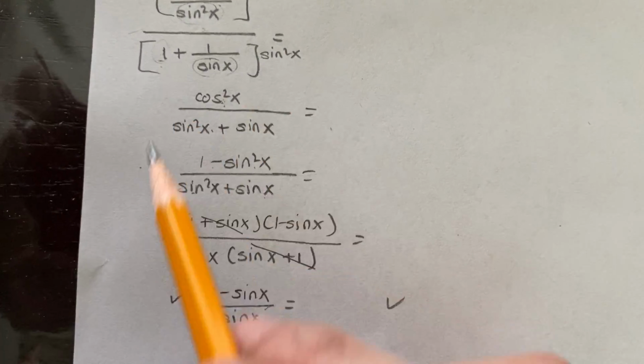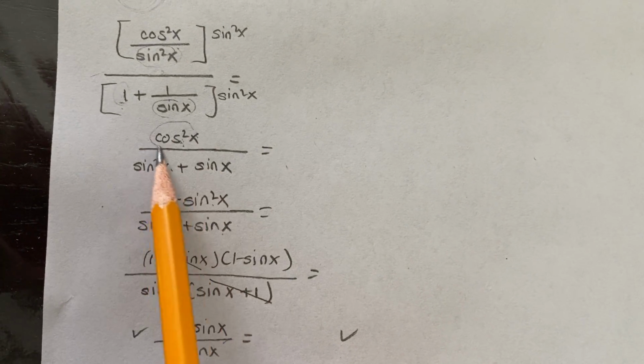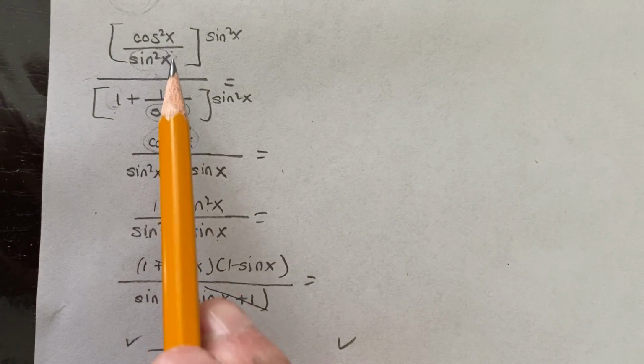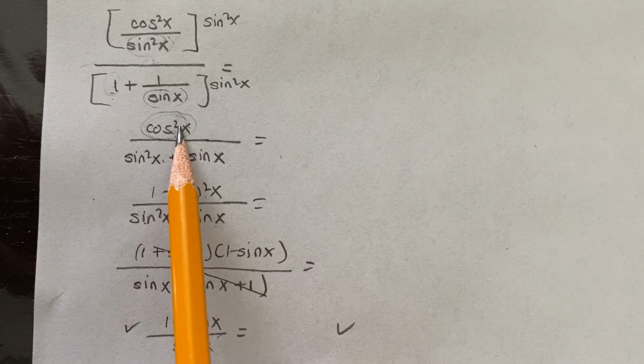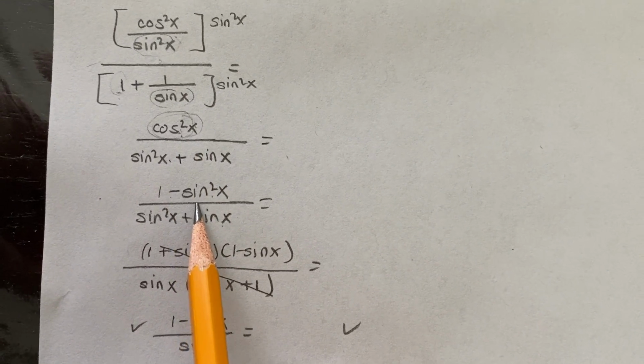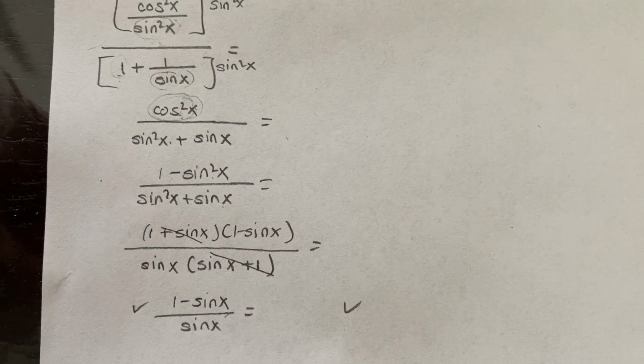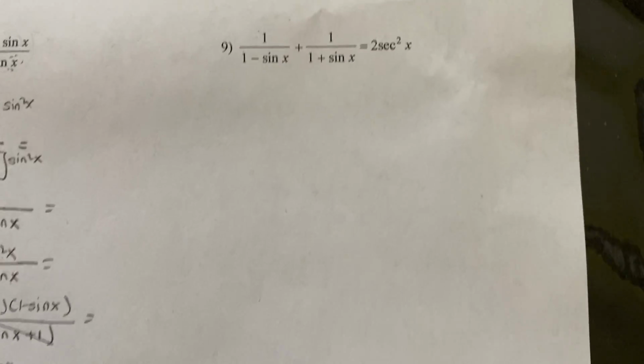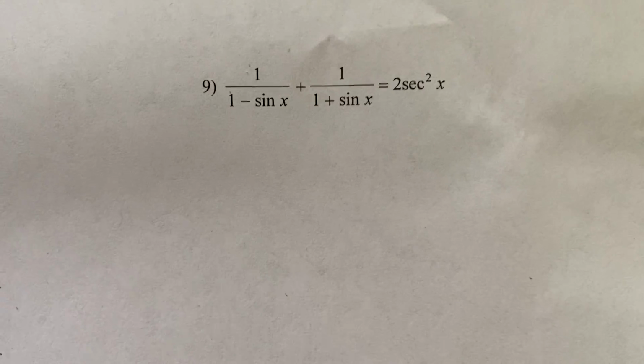Okay, so again, more complex fraction skills. Key step right here after you move on to this line is to substitute cosine squared is equal to 1 minus sine squared x. Okay, so last two examples over here. So number 9 is a problem I've kind of done already, right?